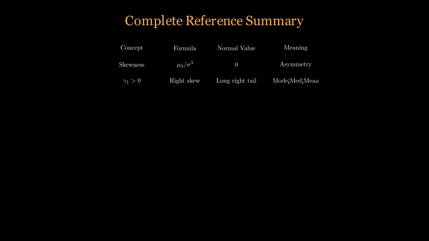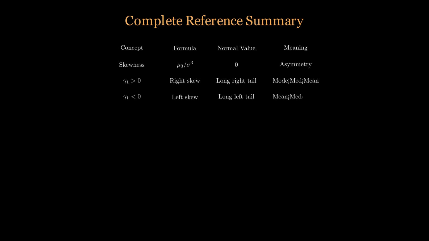Here is your complete reference table for skewness and kurtosis. Skewness uses the third standardized moment. Normal distributions have skewness of 0. Positive skewness means right tail. Mean is pulled above median and mode. Negative skewness means left tail. Mean falls below median and mode.